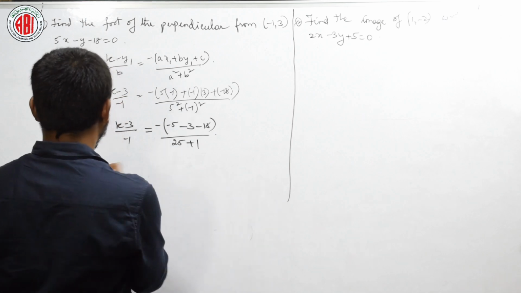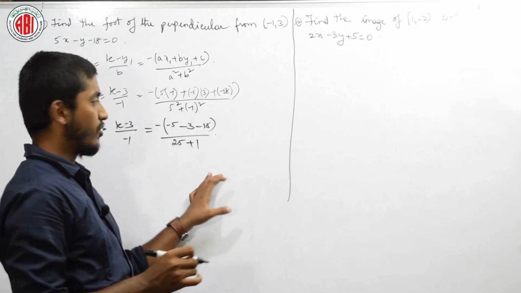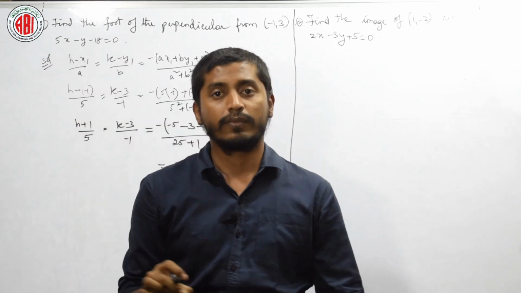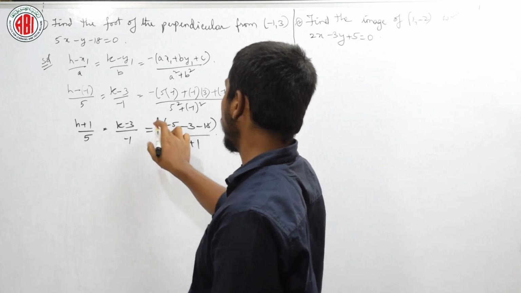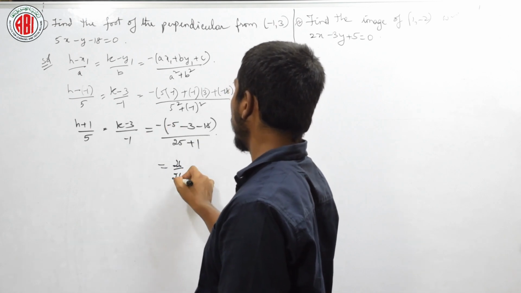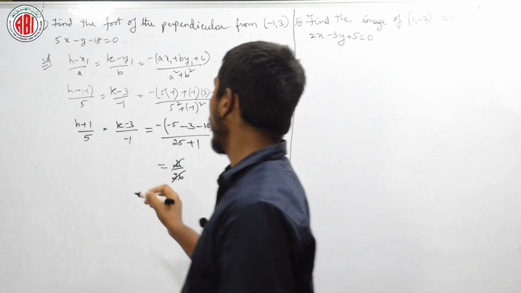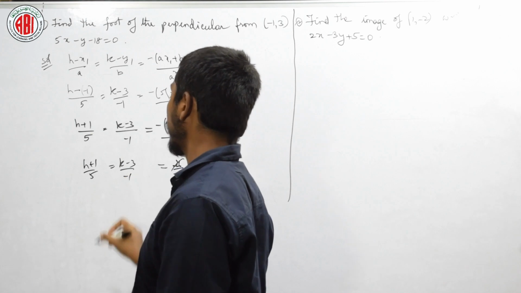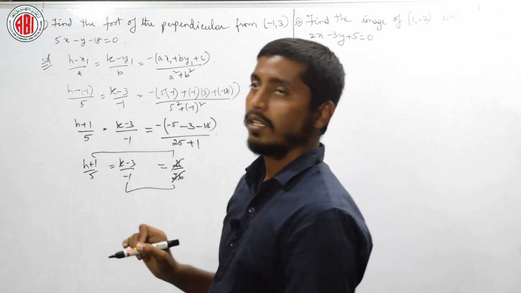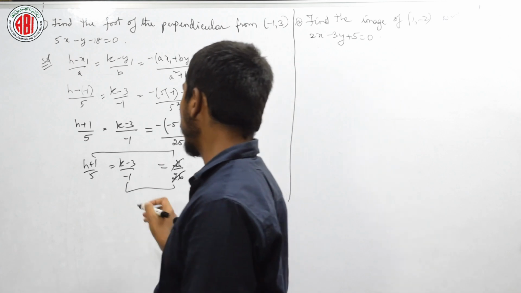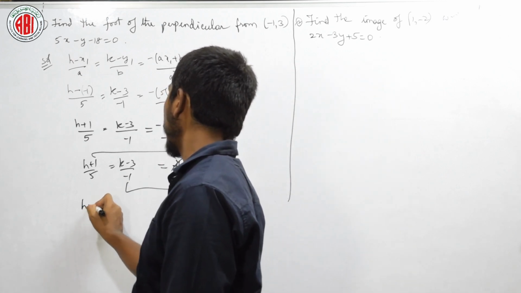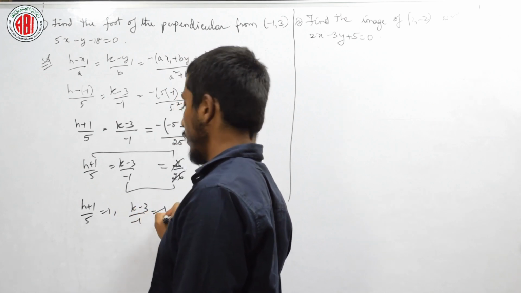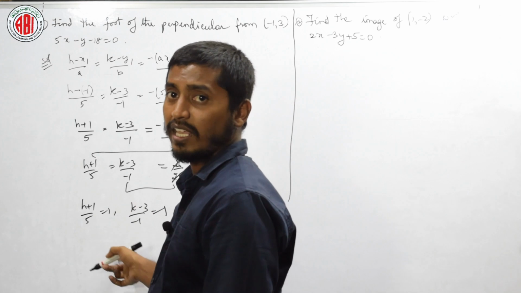Now next step, let us equate these both terms. What does this become? Minus 5 minus 3 minus 18. How much is it? Minus 26. Minus into minus plus 26 divided by 26. This both get cancelled and becomes 1. Here it is h plus 1 by 5, that is equal to k minus 3 by minus 1. Let us equate these both and equate these both. Okay, let us do that. See here, then it becomes h plus 1 by 5 is equal to 1, k minus 3 by minus 1 is equal to 1. Can you understand this?